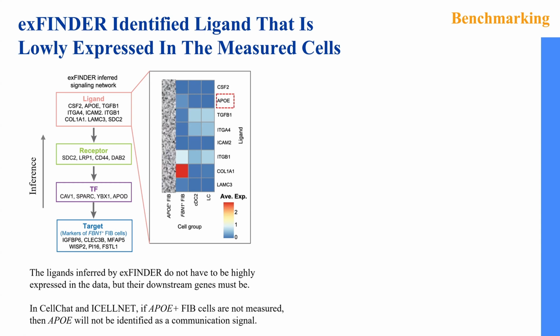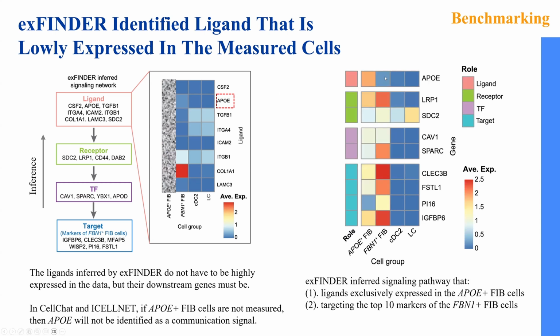For example, if we do not have this data, do not have those cells, then in their method, APOE does not have a high expression, so it's not significant. So they will not consider this as a communication signal. But exFINDER can still capture that.